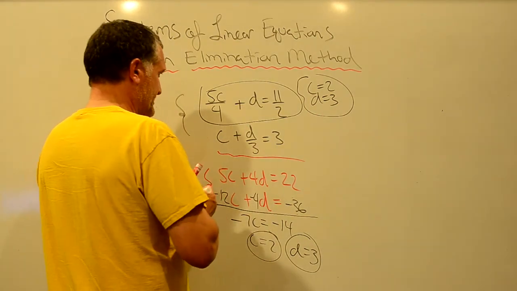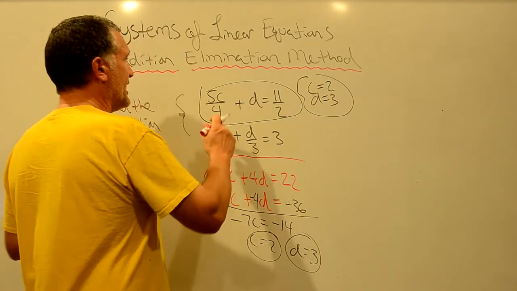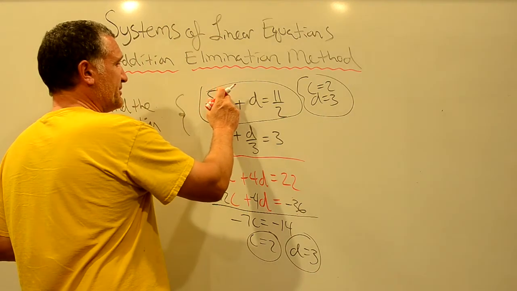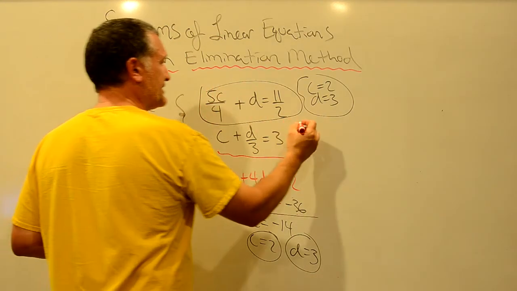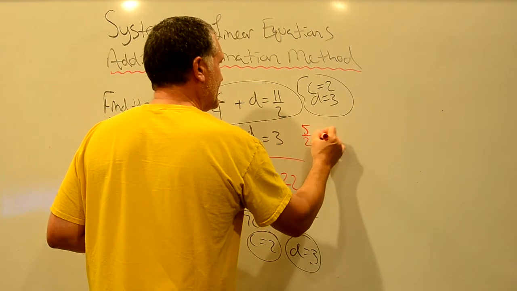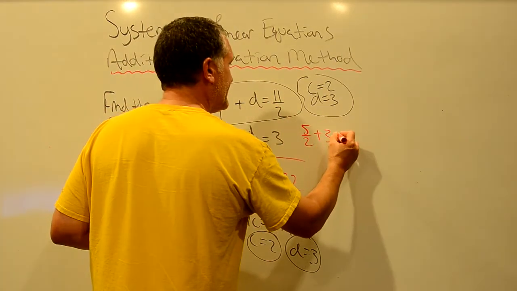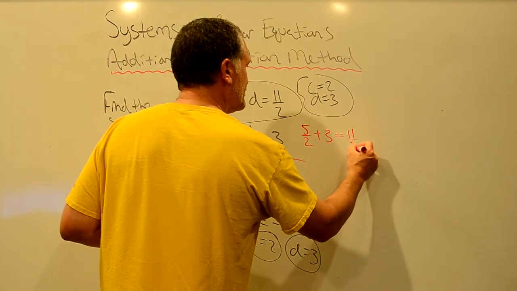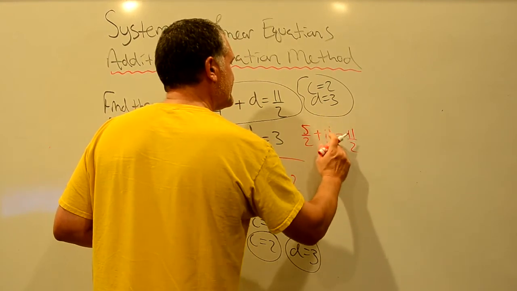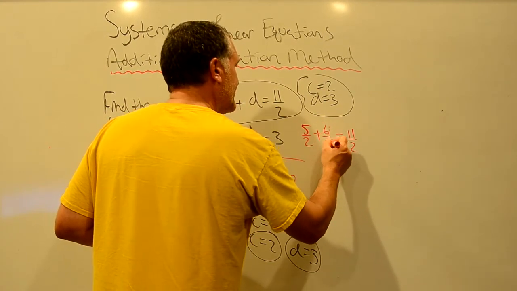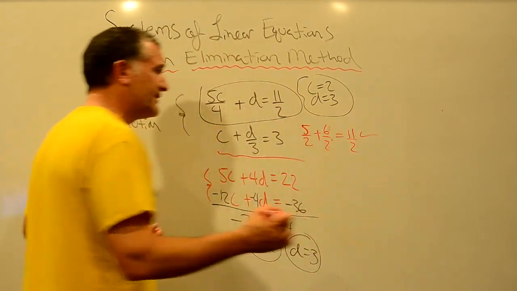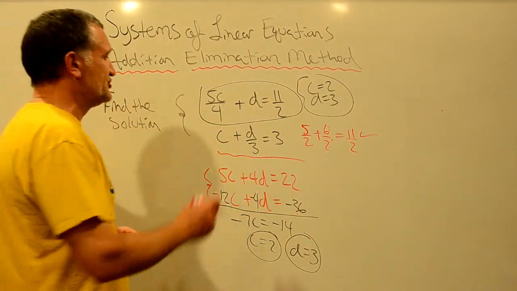So, top equation. Again, I put the 2 in here. 10 over 4 is the same as 5 over 2 plus d equals 3. Does that equal 11 over 2? 3 in the world of halves is equal to 6 over 2. Is 5 over 2 plus 6 over 2 equal to 11 over 2? You bet.